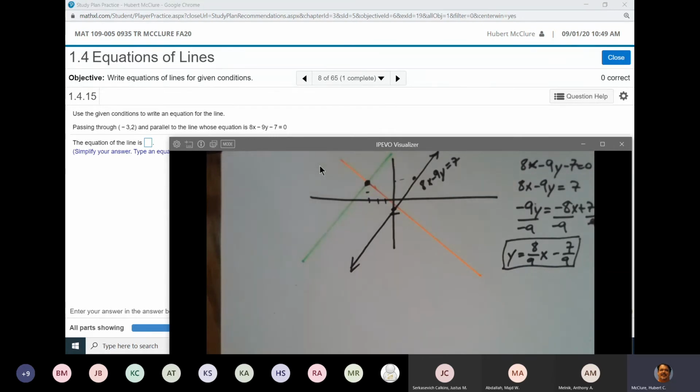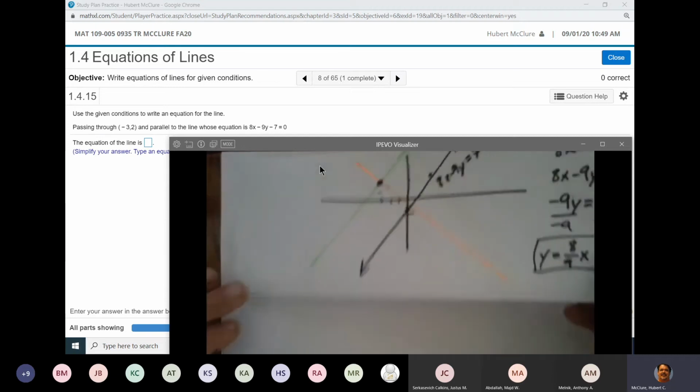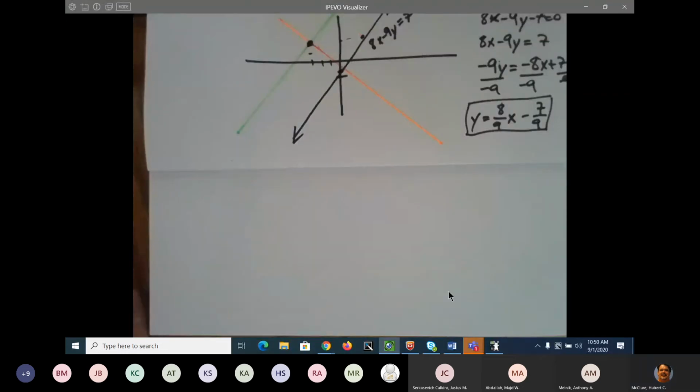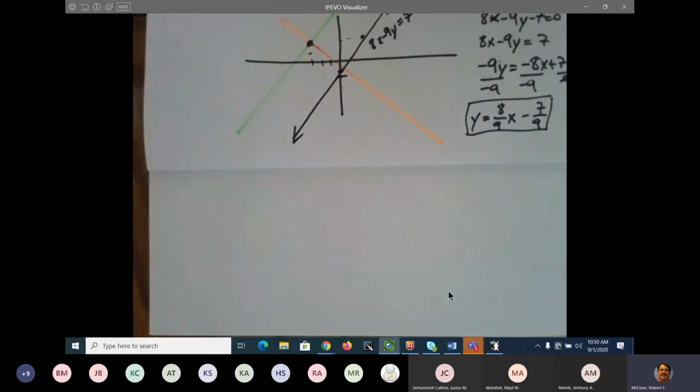All right, so I'm going to fold this in half, and I'm going to put this at the top of the page. And then I'm going to bring the page back up, and we're going to do the parallel and the perpendicular line. So the first thing I would suggest you do is draw a table.